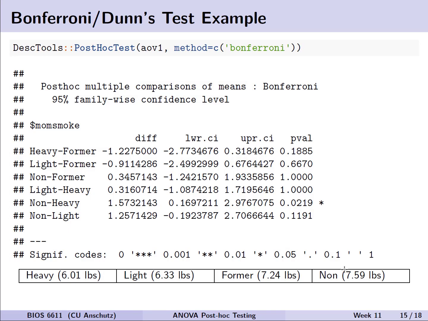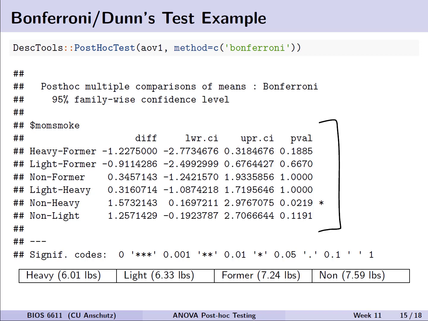So let's start with that most conservative Bonferroni or Dunn's test example. The output we'll get from the function is pretty similar to what we saw for the LSD test before. We have all of our pairwise comparisons here, but the one difference now is that we have different conclusions for what may or may not be significant based on our output.